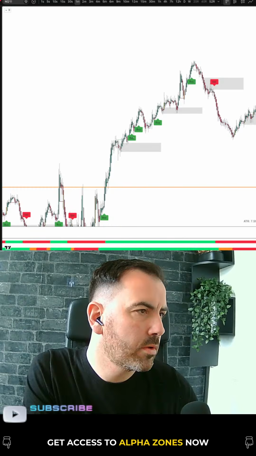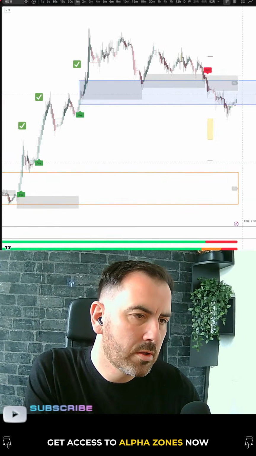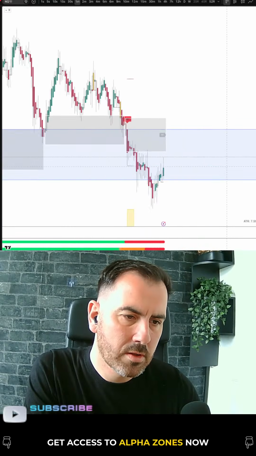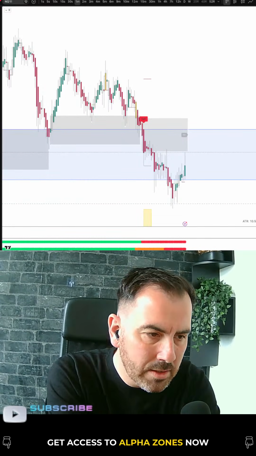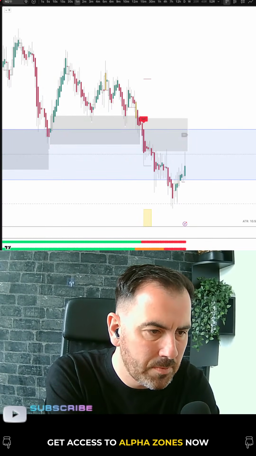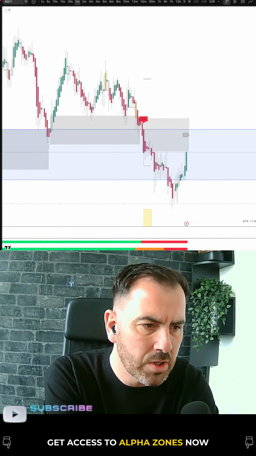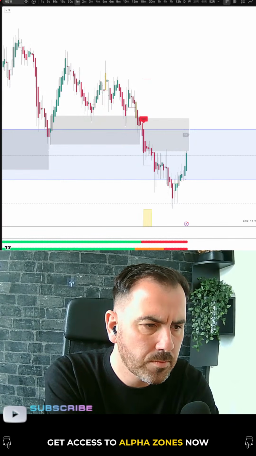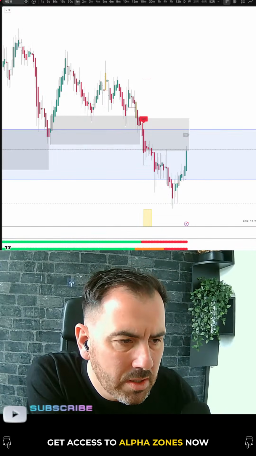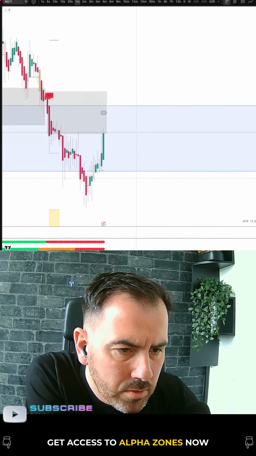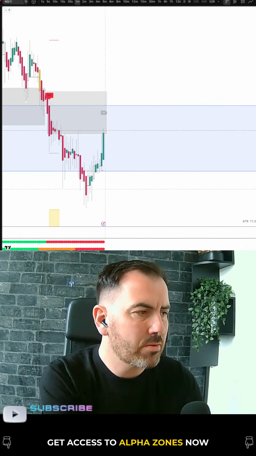Where have we gone? There we go. Right, so we are getting that little tap up to the 1 hour, which is what I said might happen. It was about 55% of the way up into our Q zone. So what we'd like to see now is something like this candle, where now that we're tapping in, we got a rejection down.